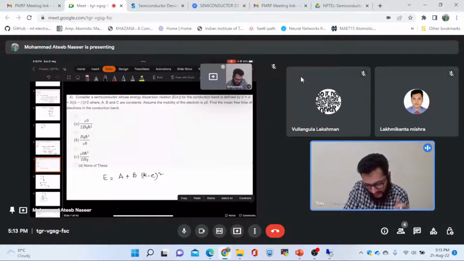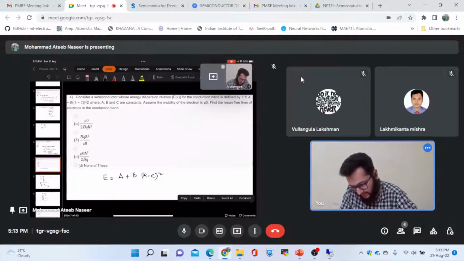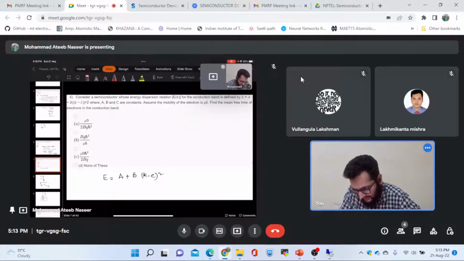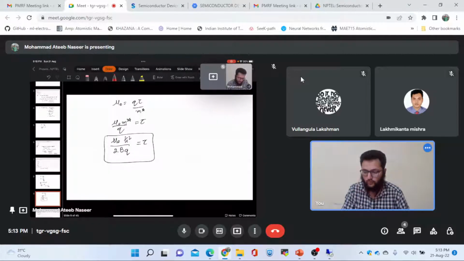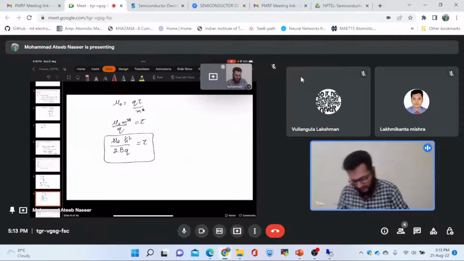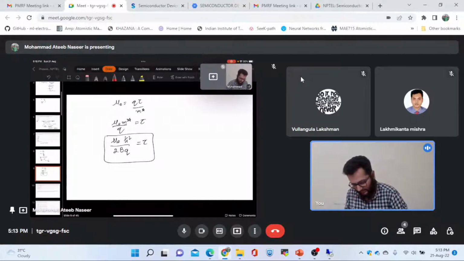And clearly, if we see the options, option C matches it: mu naught h bar squared by 2bq. So we have got the answer for this problem as well.